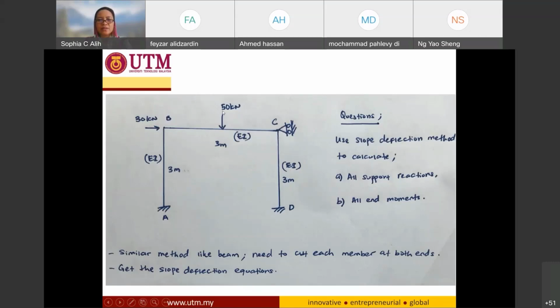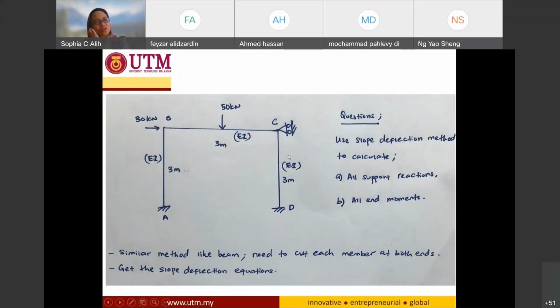And it is also having a point load of 50 kilonewton at midspan of member BC. So this is a midspan. It's going to be 1.5 and 1.5 meter distance from each joint. And if you can see here, the material properties for the members of the frame are all the same. So I have EI for AB, I have EI for BC, and I have EI also for CD.